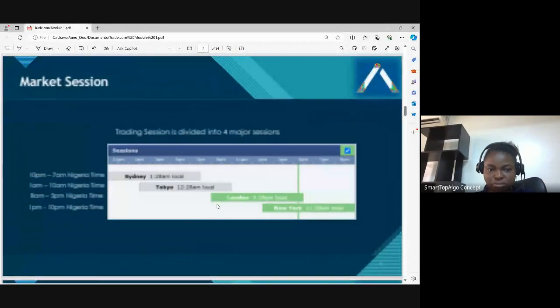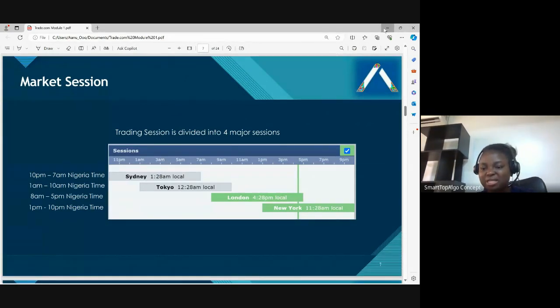Okay, let's continue. Let's go to the trading section. I want to believe most of us have heard that the market is always open, 24 hours a day, 5 days a week. Yes, that is true. But one thing I want you to understand is this: the market being open 24 hours a day doesn't mean that there is high volatility 24 hours a day.